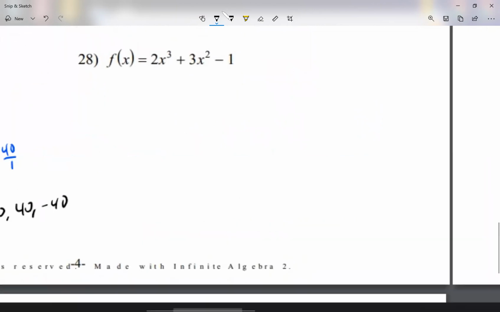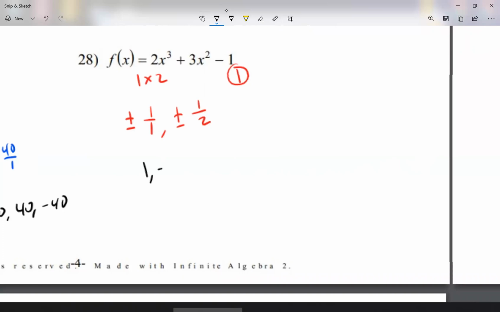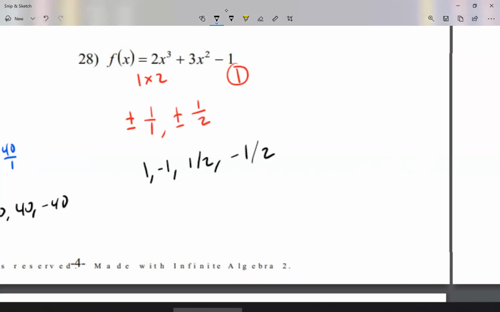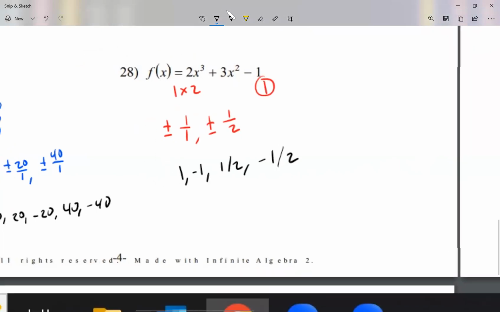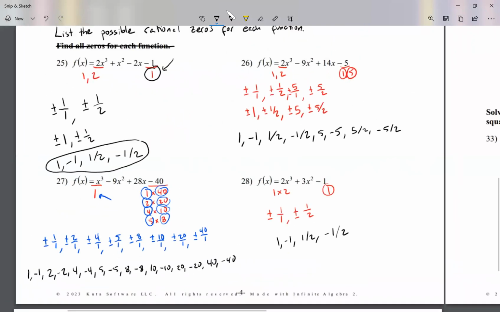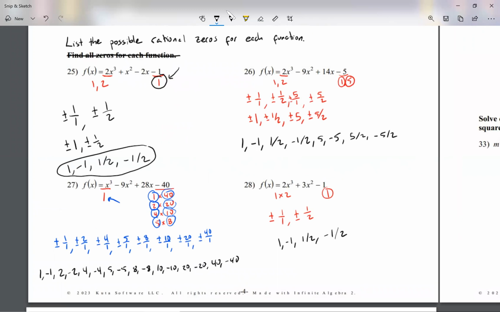Let's take a look at number 28 now. My factors of 2 are just 1 times 2, right? And my factor of 1 is just 1. I'm not going to write 1 times 1; it's the same number. So my possible rational zeros are, let me use this 1, 1 over 1 plus or minus 1 over 2. So my answer is 1, negative 1, positive 1/2, negative 1/2. That's it. That's all we're doing for today. So this is what I mean by the possible rational zeros for each function.